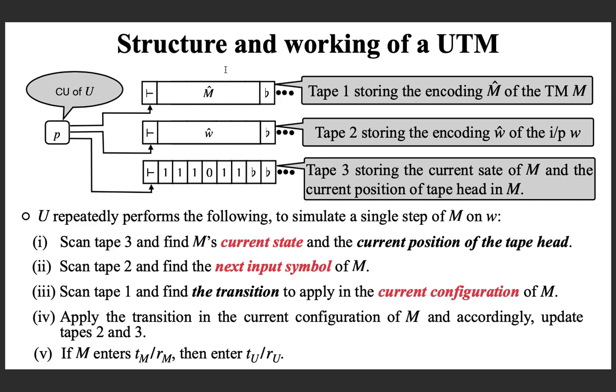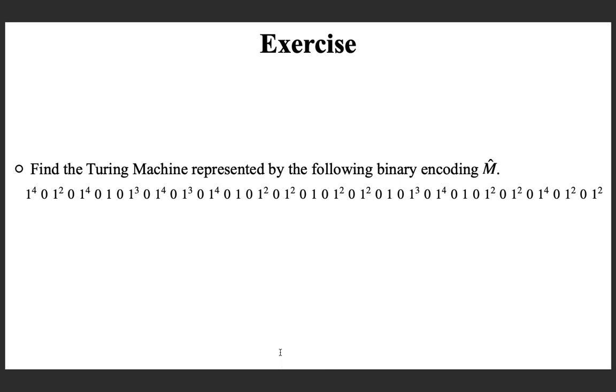And suppose the machine M executing W enters into one of the sink states, TM or RM, the sink states of M, then the universal Turing machine also enters its accept state or reject state respectively. So now you can easily see that what we are getting is exactly what we discussed in the previous slide. With this we are finishing this lecture, and I am giving you a homework exercise for you to identify what Turing machine is represented by this encoding.